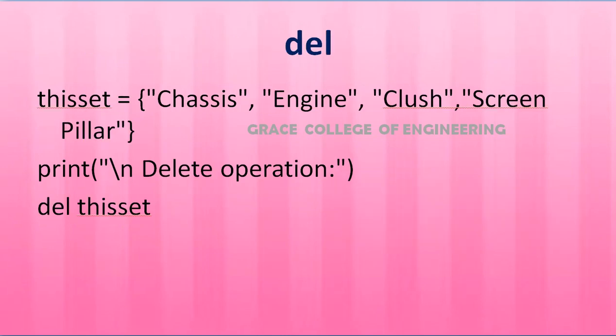The next, del. Del is used to delete the complete set. So a set is created with multiple items: chassis, engine, clutch, screen pillar. And next, delete this set. Del this set means the overall set will be deleted.